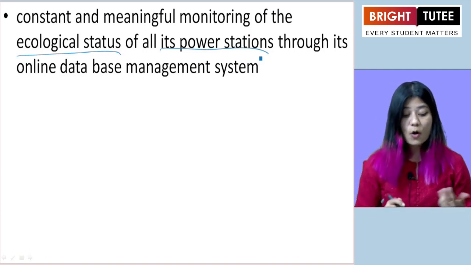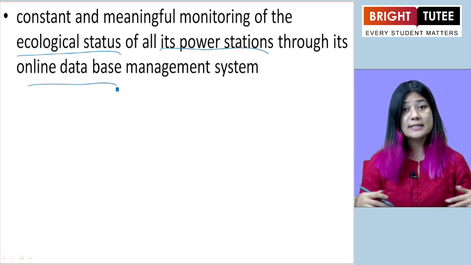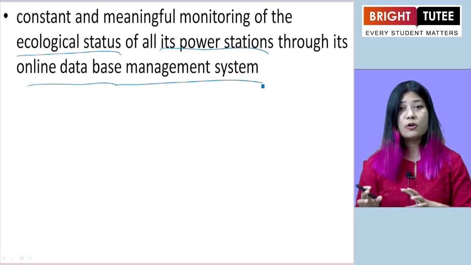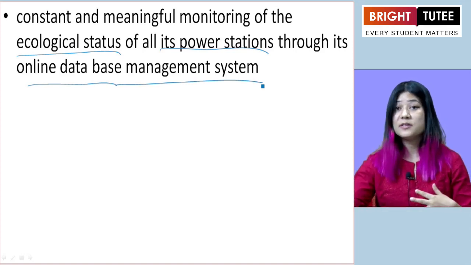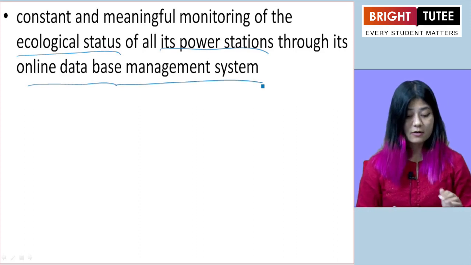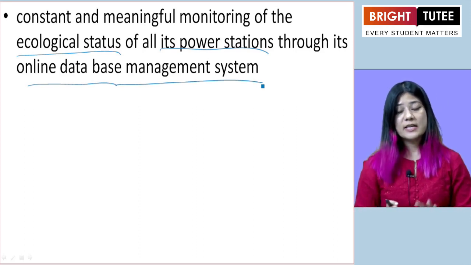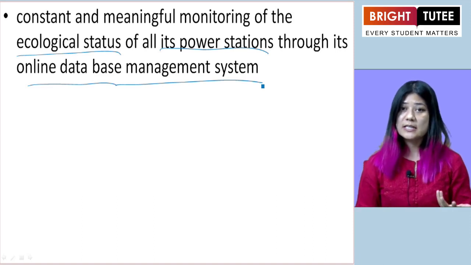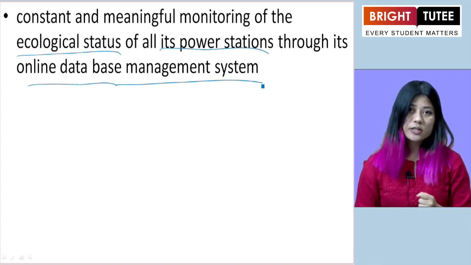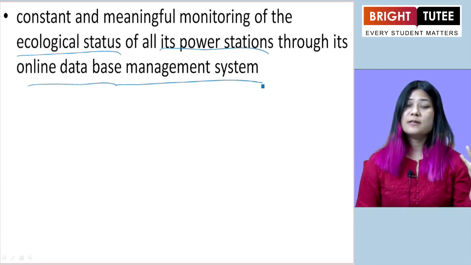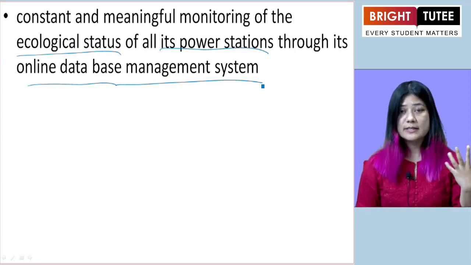Okay, through online data, they have an online database management system which allows them to ensure that the plant is not damaging the earth, not damaging the ecological balance surrounding it. So these are the ways in which the NTPC, and some corporations in India, are taking the initiative to preserve the environment while they work towards the development of the industry as well as the economy.